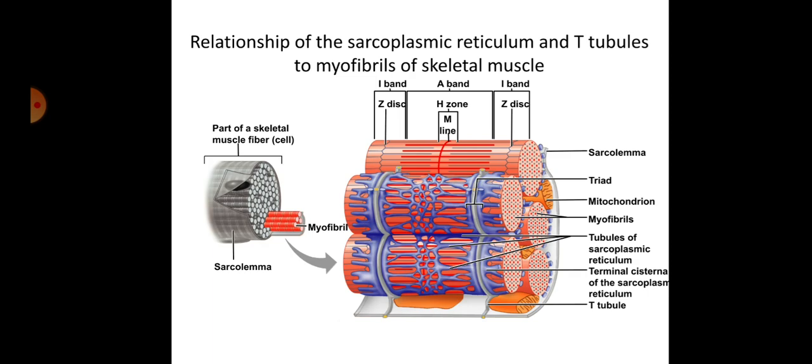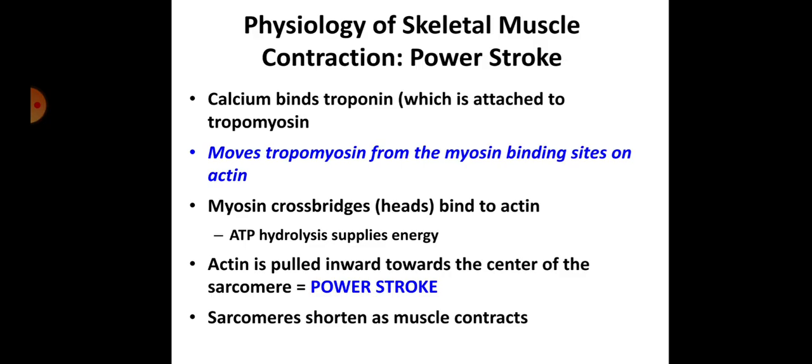Here again in this diagram, which we have already studied, the relationship of the sarcoplasmic reticulum and T tubules to myofibrils of skeletal muscle has been shown. Now, there is something called the power stroke. What happens in a power stroke? What is the physiology involved in the power stroke of a skeletal muscle?